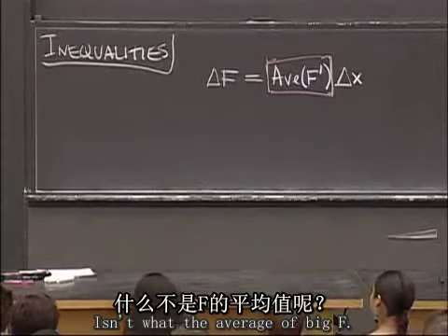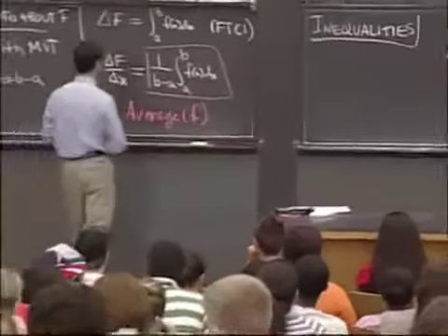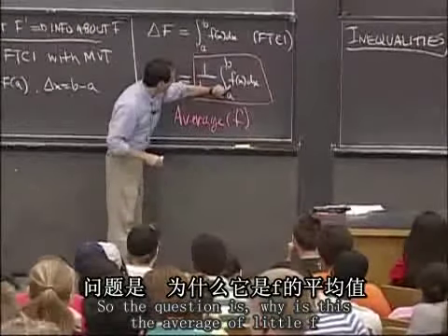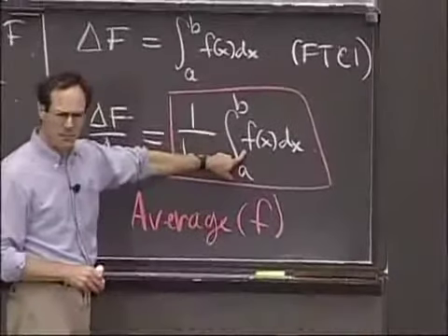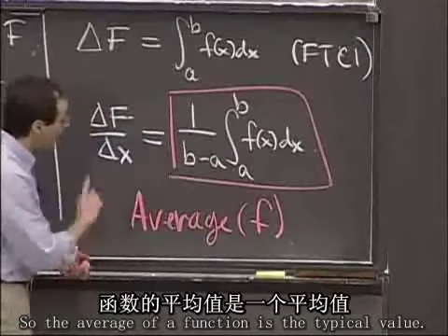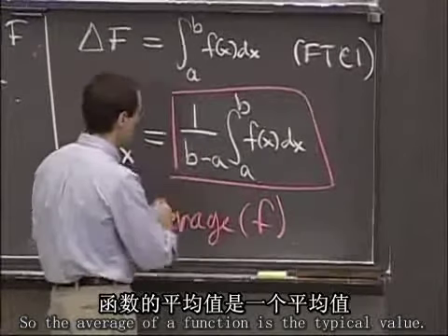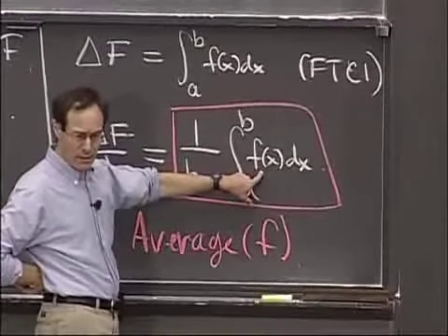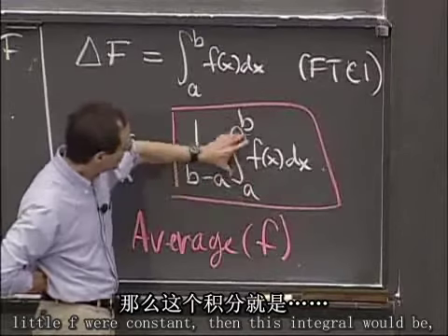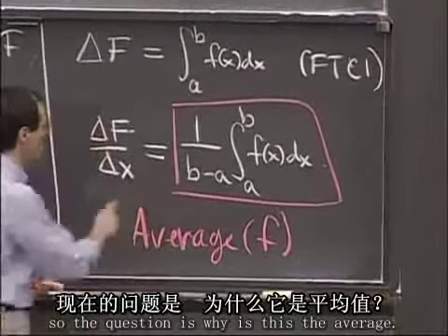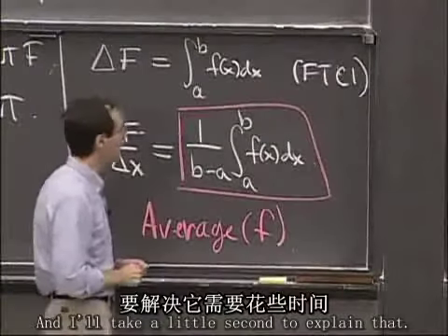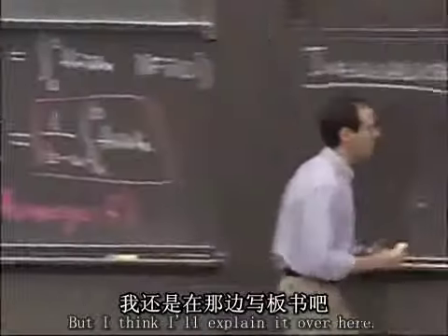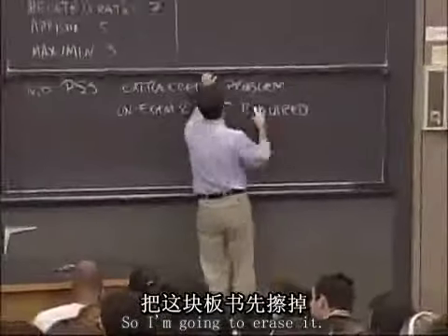So the question is, why is this the average of little f rather than the average of big F? So the average of a function is the typical value. If, for example, little f were a constant, then this integral would be, so the question is, why is this the average? And I'll take a little second to explain that, but I think I'll explain it over here, because I'm going to erase it.